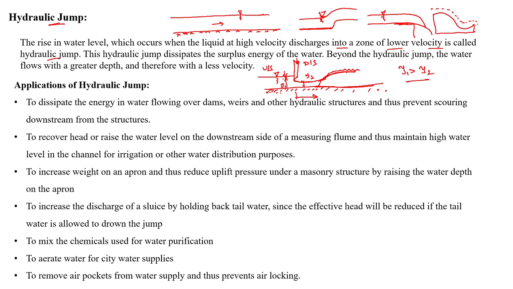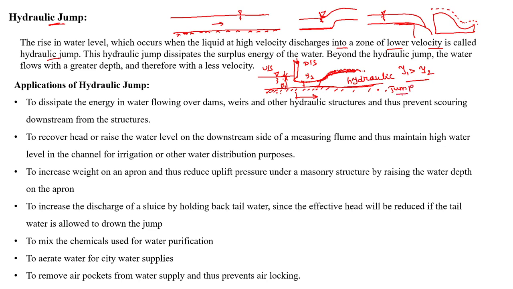After a certain distance from the sluice gate, the flow will continuously lose its energy due to friction. The velocity will reduce and a small rise in the water level will take place. This kind of formation is called a hydraulic jump.